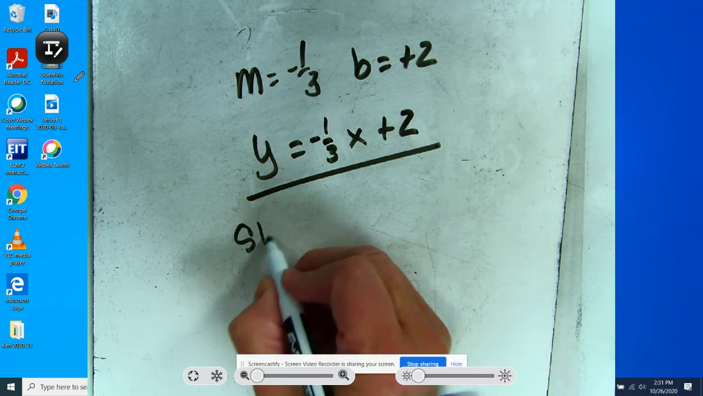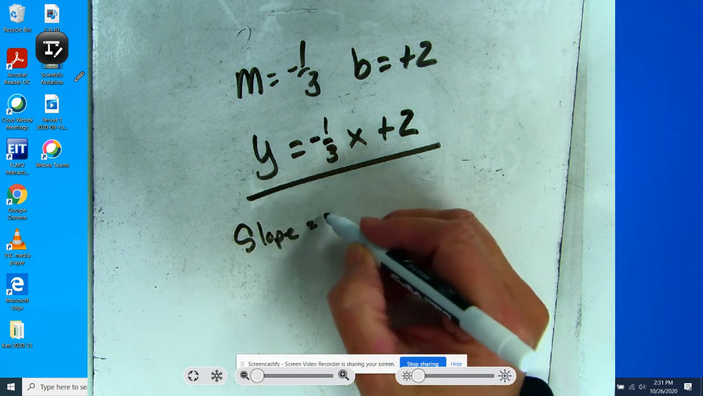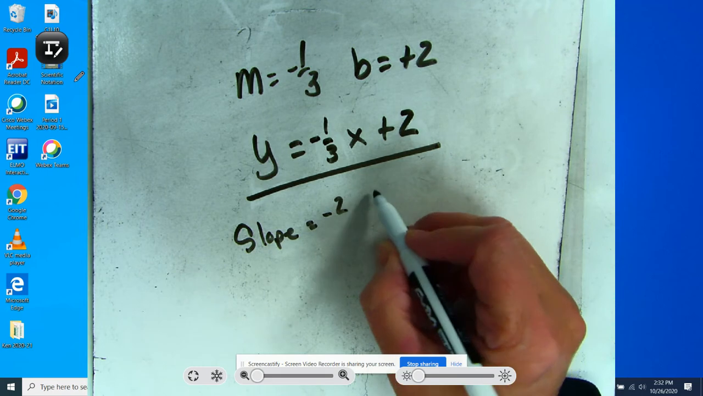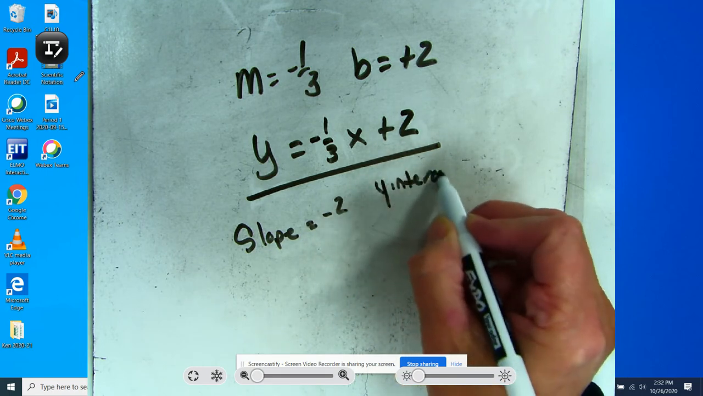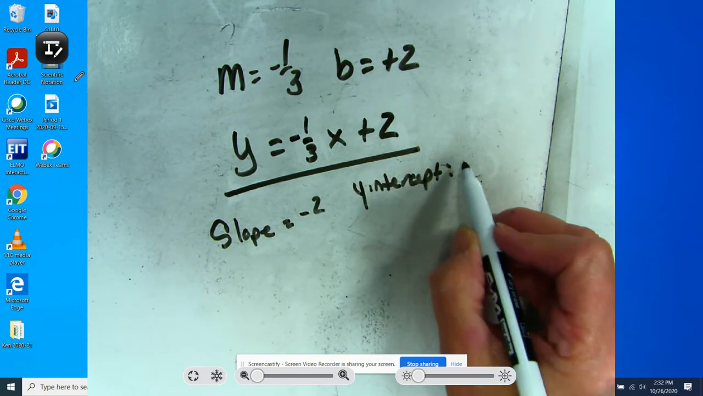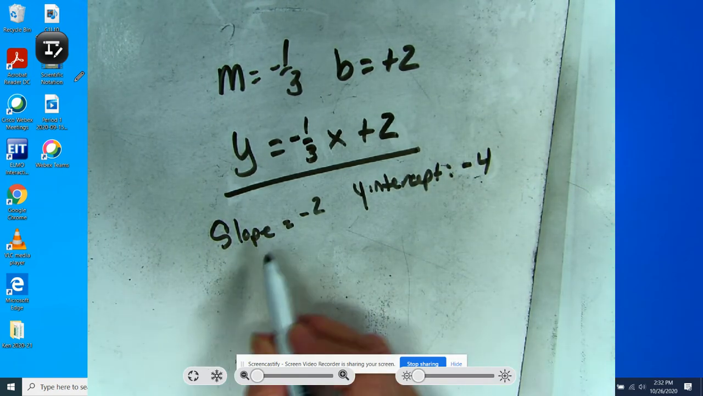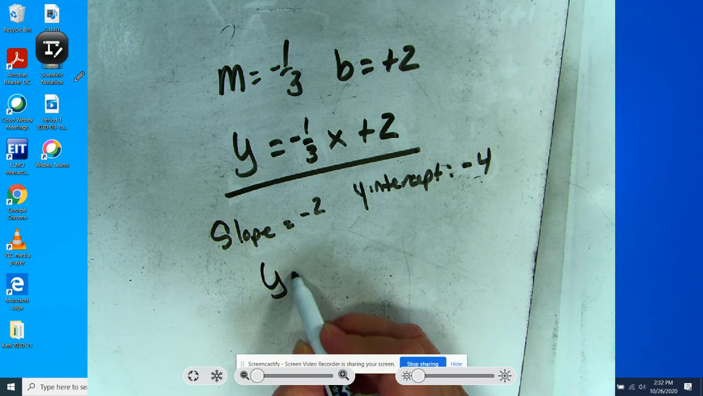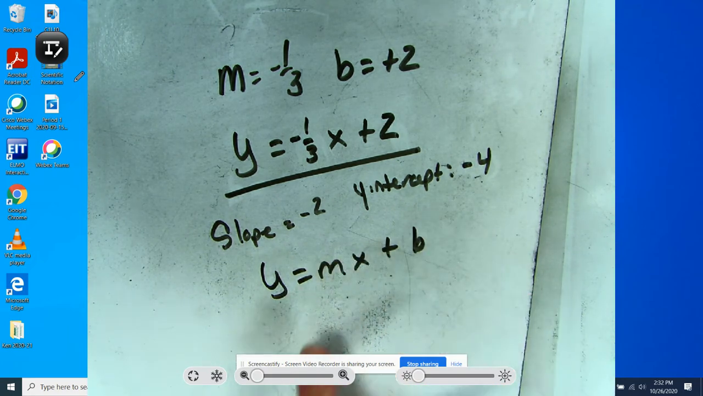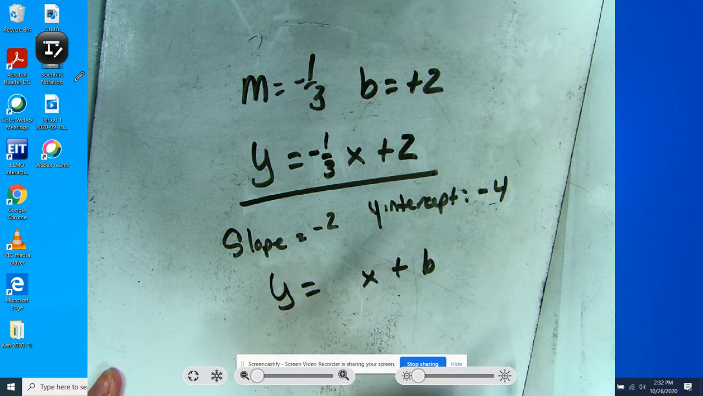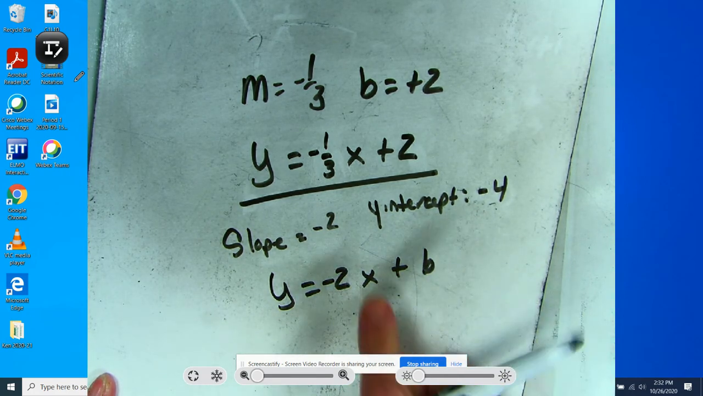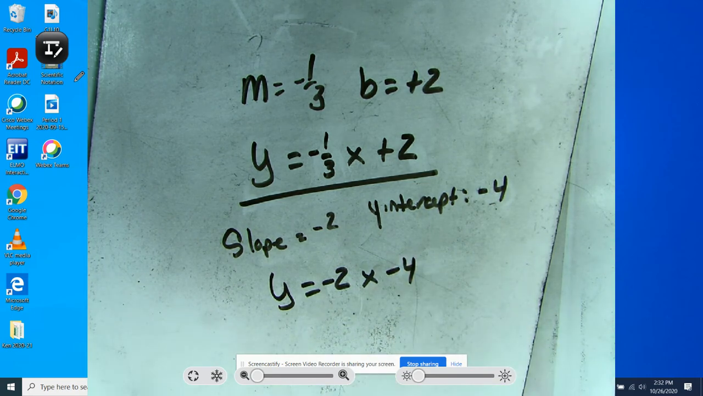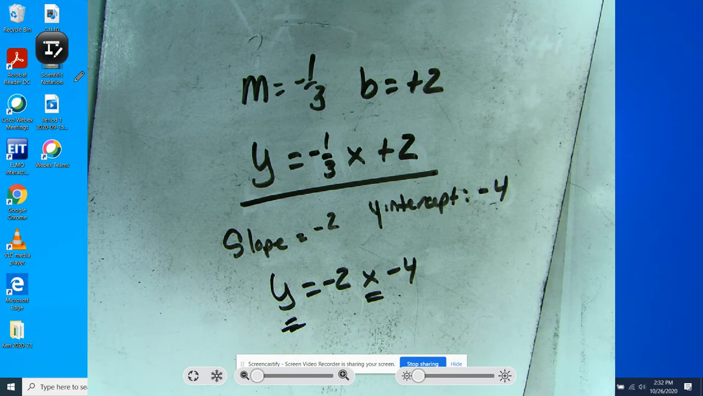Try it again. Slope equals -2, and y-intercept is -4. Doesn't matter how I say it. Slope is m, y-intercept is b. Y equals mx plus b. M is -2 and b is -4. And that's how I write the equation. There's always an x and there's always a y, so make sure in your equation you don't forget to put the x and the y into the equation.